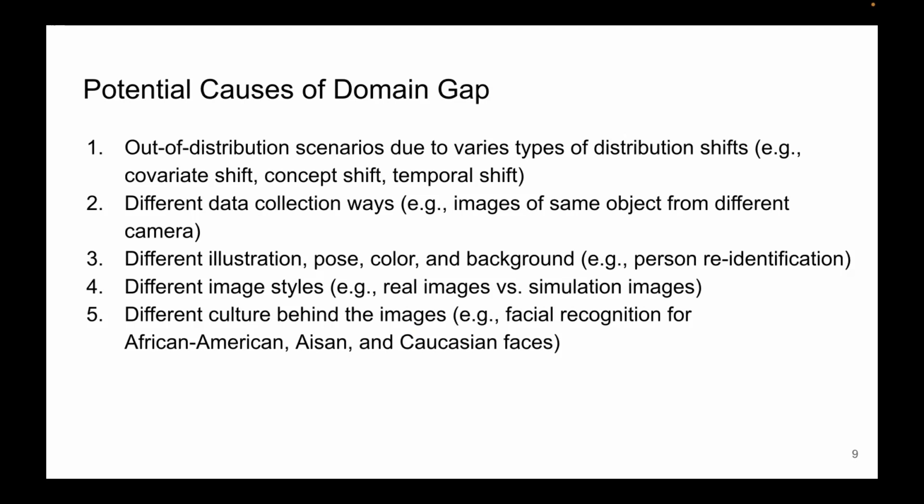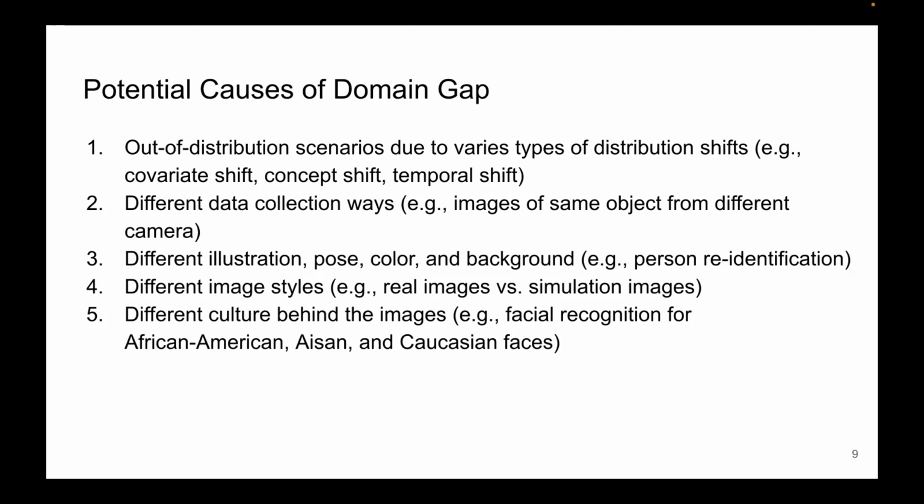And even more, if you think about image styles, real images versus simulation images, and even different cultural backgrounds of the images, we have a lot of possible reasons for the domain gap. In other words, domain gap is a realistic and very challenging problem. So it doesn't make sense if we simply use the model trained from one single source domain and assume this model can work well. I believe every one of you knows that it's very hard to have this kind of strong assumption in reality.